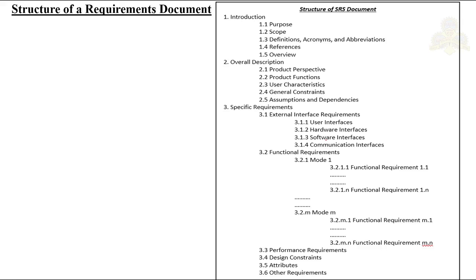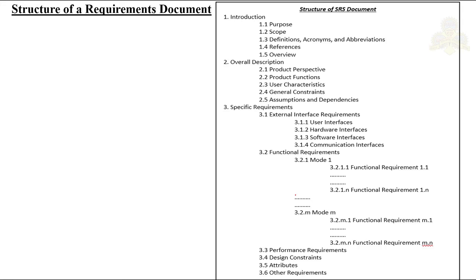Next, we have the functional requirement section, wherein you can see mode 1 to mode M. So if we have 10 modules, then this is the first module and this is the 10th module. Then the first module has, say, 20 requirements, and the second module has 5 requirements. Likewise, all the functional requirements are given here, and these are detailed functional requirements so that it is easier for the developer to design and develop the system.